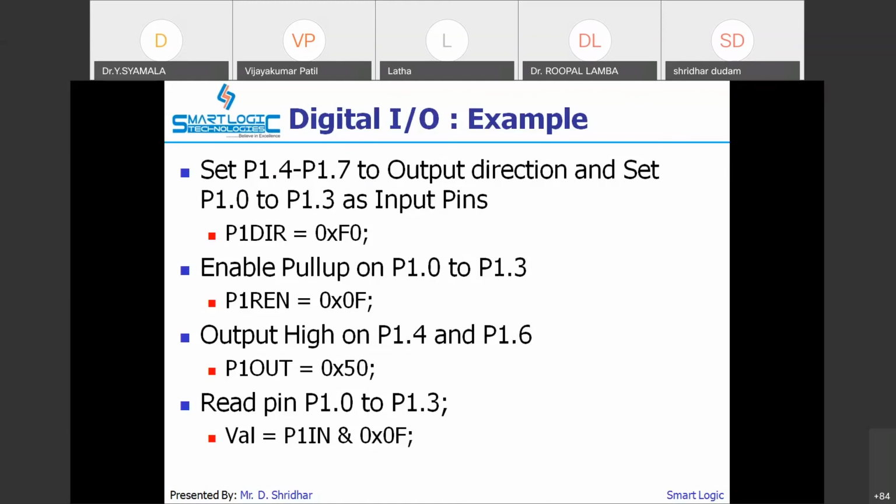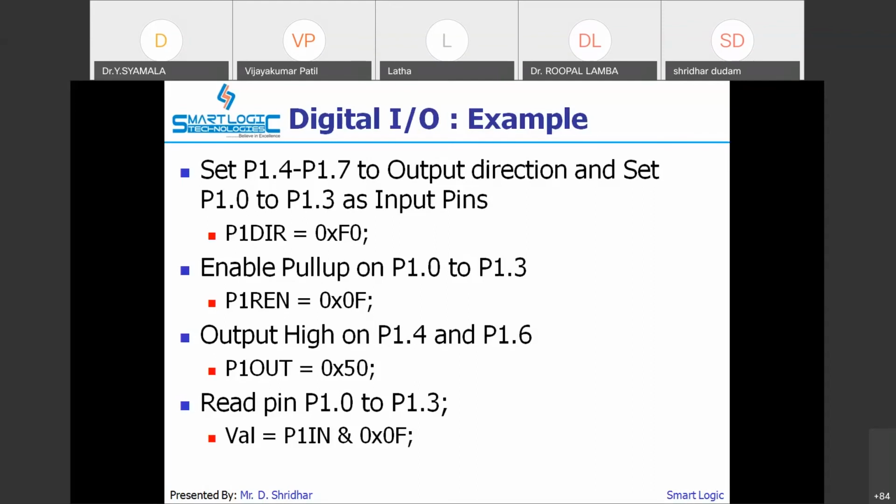Then you can use P1OUT for writing something on a port pin. For example, if I want to make only port pins P1.4 and P1.6 a logic 1, then I simply write 0x50. This will make the corresponding pins 1. Again, it's a skill set of the programmer. So you have to use the AND operation or OR operation to selectively clear or selectively set the corresponding port pins.